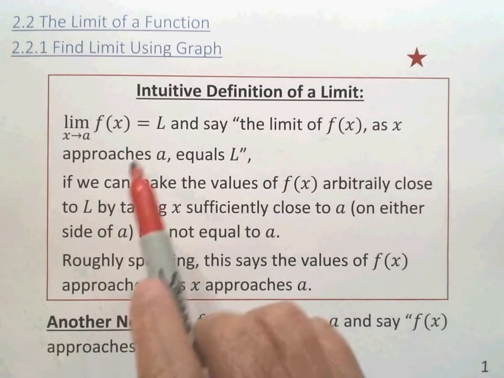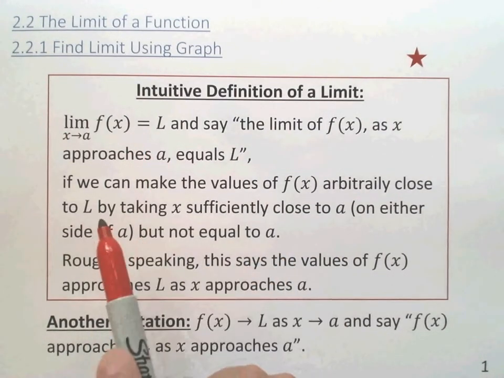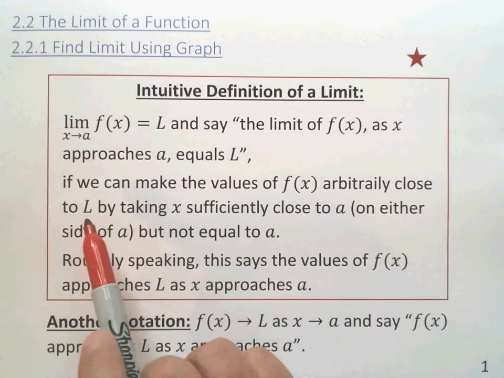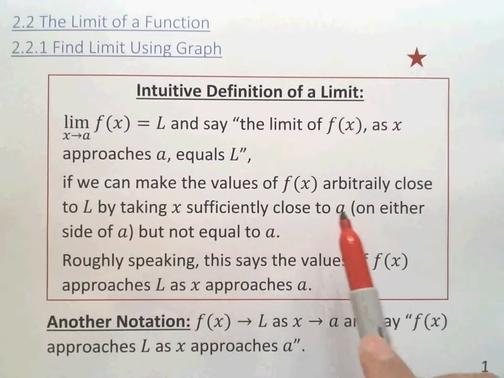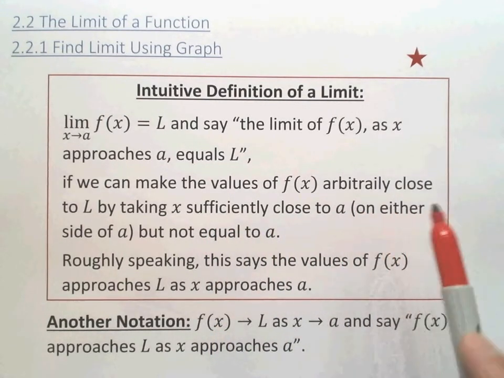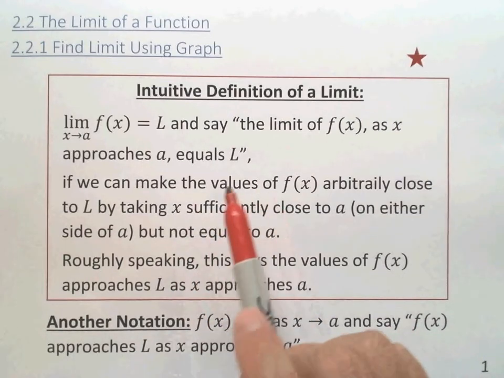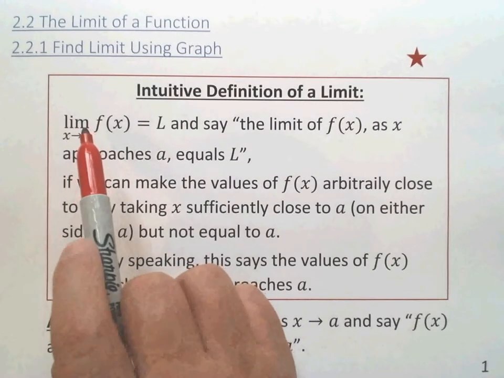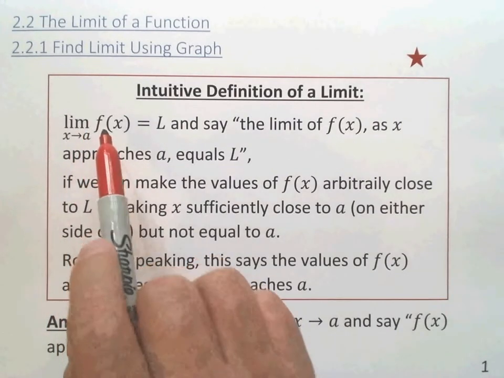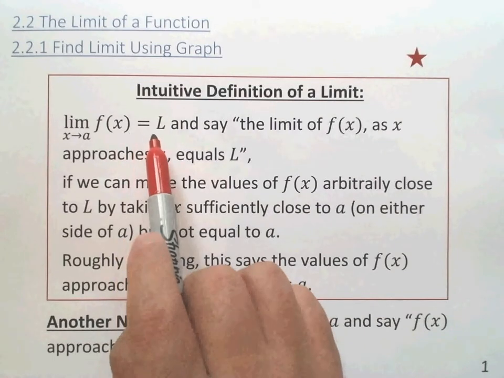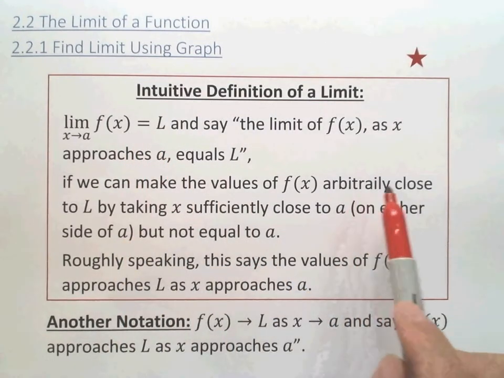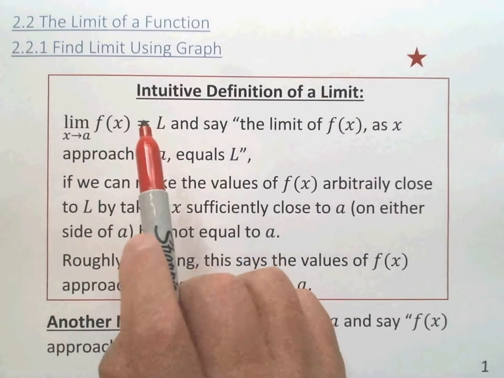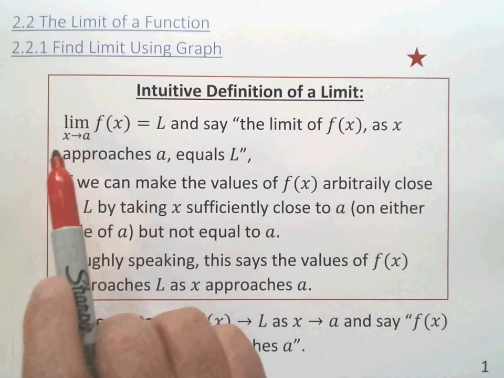How do we define it? If we can make the value of f(x) arbitrarily close to L by taking x sufficiently close to a on either side of a, but not equal to a, this is the definition. What does this mean? When x gets closer to a, the value of the function f(x) gets closer and closer to L. What does close and closer mean? Arbitrarily close. It means f can be arbitrarily close to the value L as x is arbitrarily close to a.